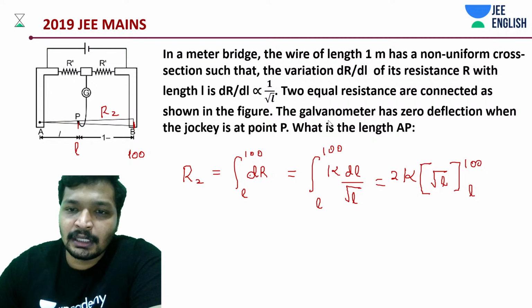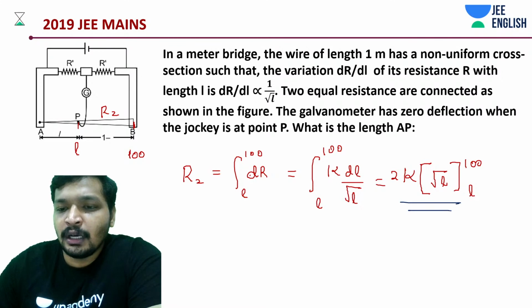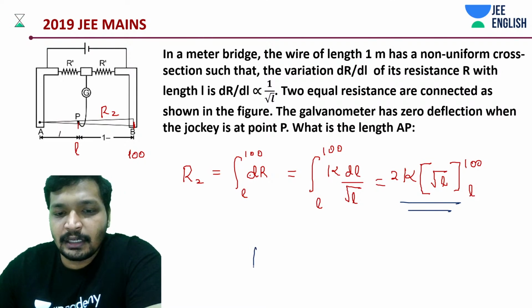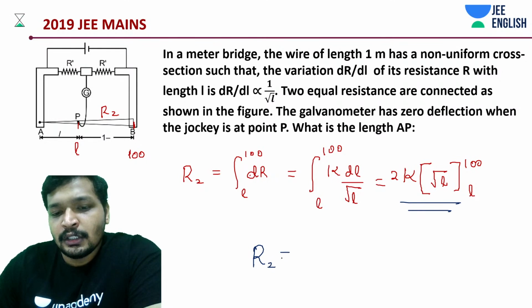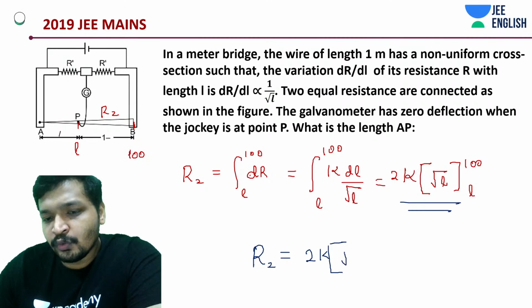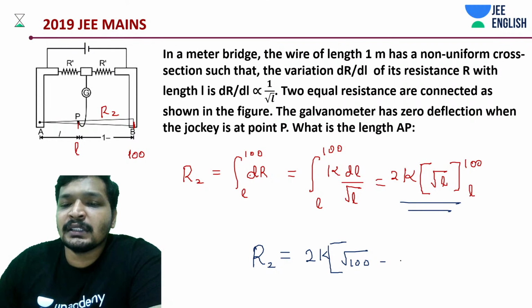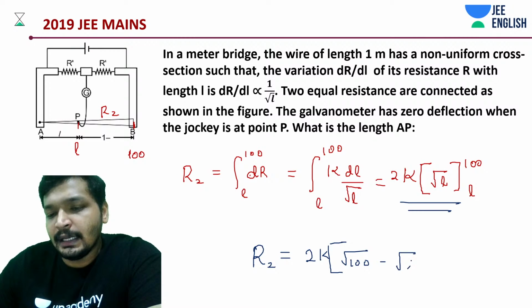So this is going to give you how much? Something like, again you'll be having some 2k root of L, and the limits are going to be from... Let's write down this thing in detail. Some of you might get confused here, but you are all JEE aspirants, you should not get confused, right? So I'm substituting the limits, so same k as earlier, and what you have, under root of 100 minus of how much? Something like root of L.